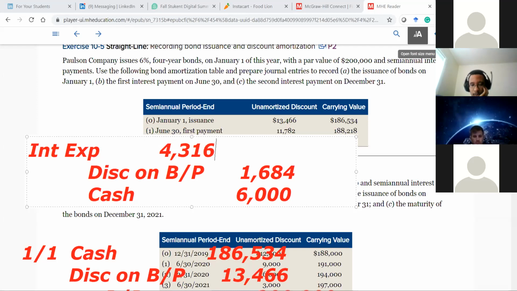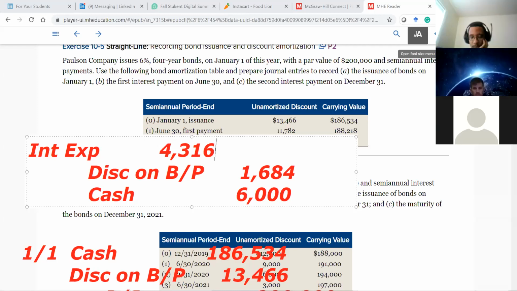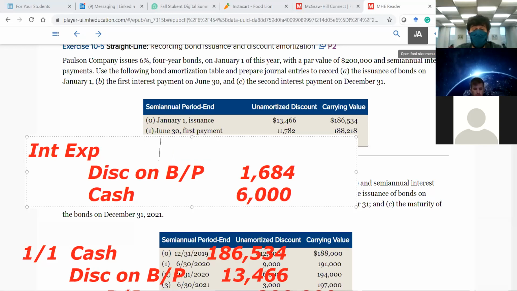4,316. Does this journal entry balance? My debits equal my credits. Yes, it does. 4,316 equals 1,684 plus 6,000? No, it should be 7,684, right? Yeah, I took the difference instead of adding. Yeah, you took the difference instead of adding, but you caught it. Why'd you catch it?